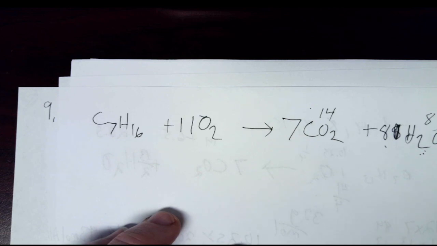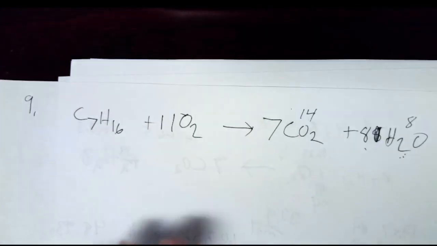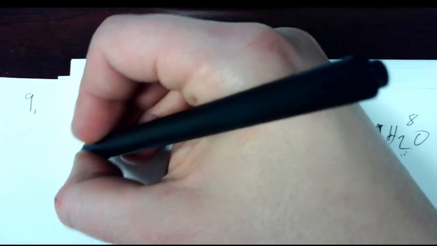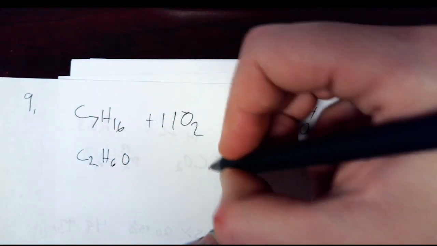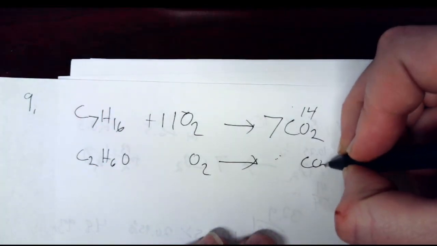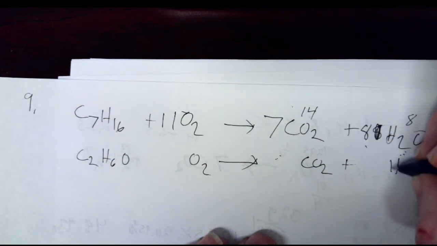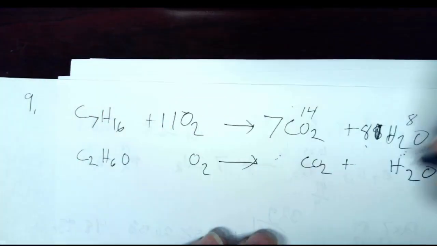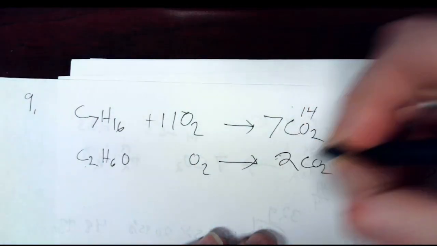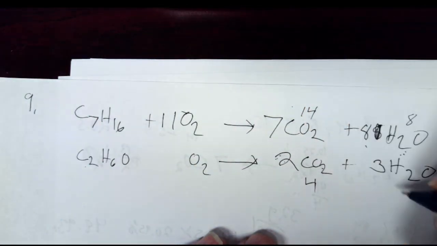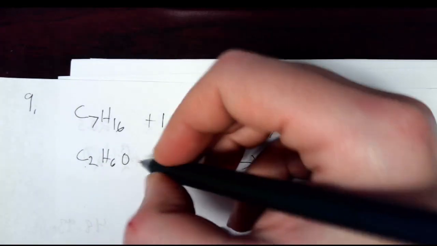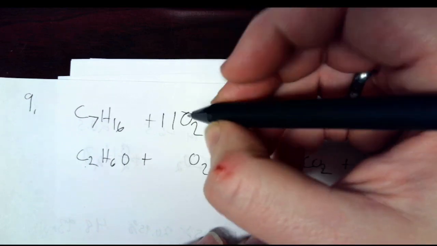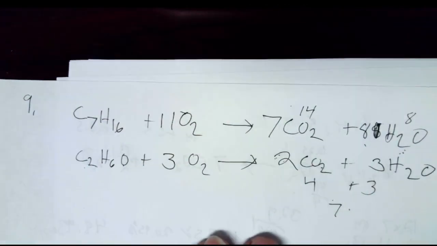Well, that's pretty straightforward. For ethanol, C2H6O, we will have oxygen, but we have an oxygen source there. CO2 and water. Well, we're going to need 3 there, 2 there. We have 2, that's 4 plus 3, so a total of 7 oxygens. But because one of them is coming from there, we only need 3 oxygens.